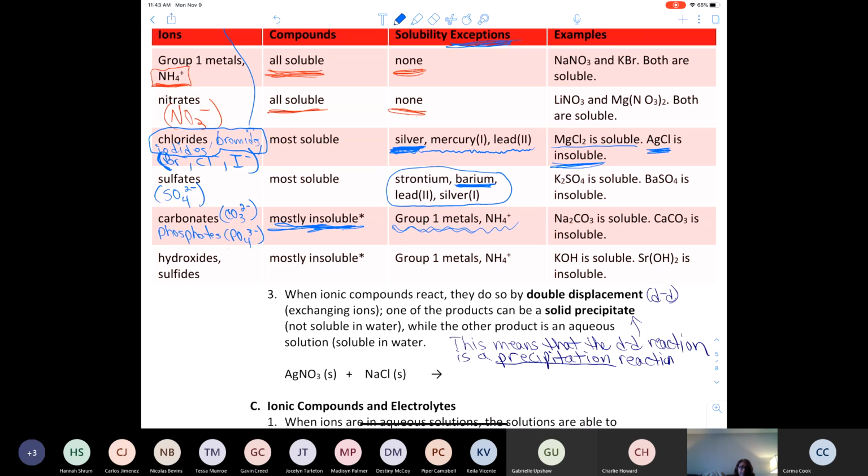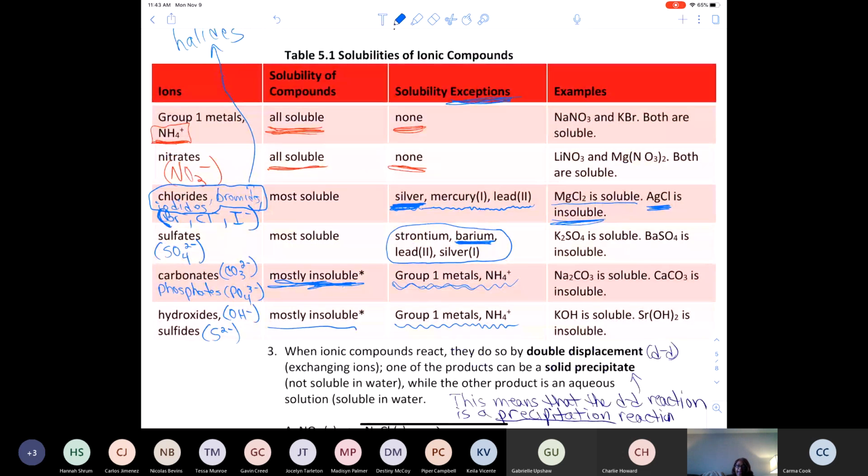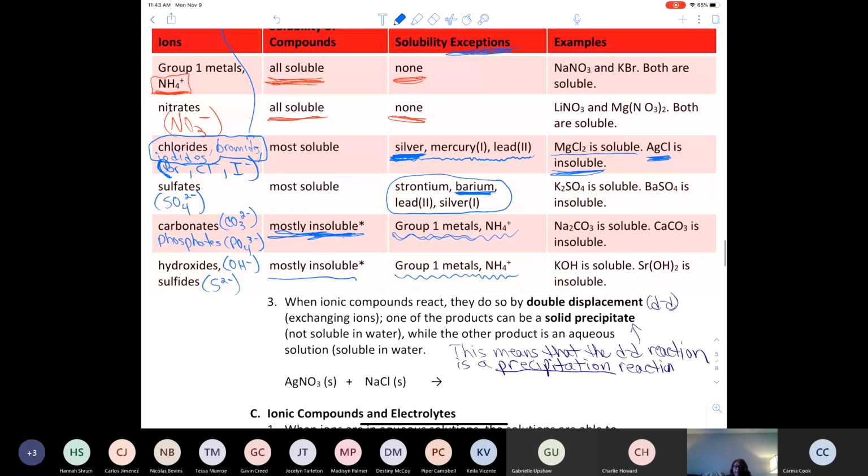And then hydroxides, those are OH minus ions, and sulfide is S2 minus. So if an ionic compound contains the hydroxide polyatomic ion or a sulfide monoatomic anion, then that ionic compound will be mostly insoluble, except if it contains a group 1 metal or the ammonium ion. So potassium hydroxide, potassium being a group 1 metal, is soluble, but strontium hydroxide is insoluble. And so this table is very useful for determining whether or not an ionic compound will dissolve in water, meaning it's soluble, or if it does not dissolve in water, meaning it is insoluble.